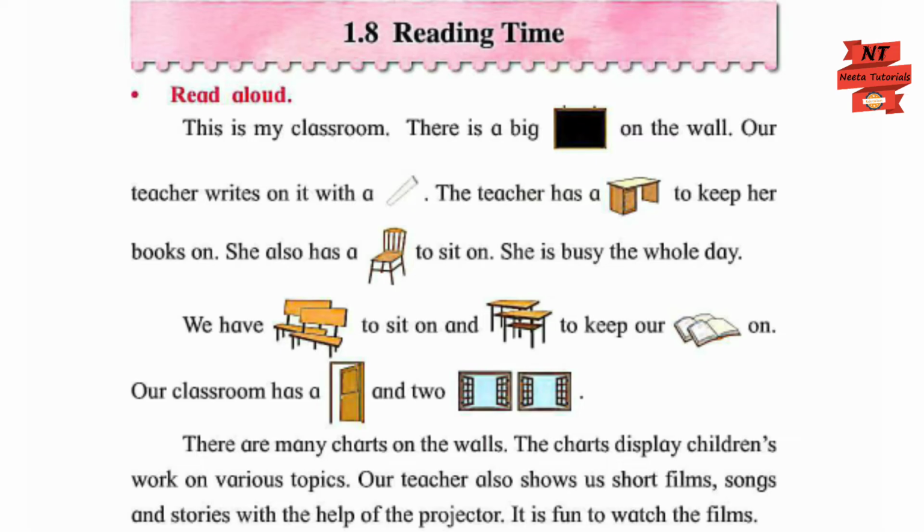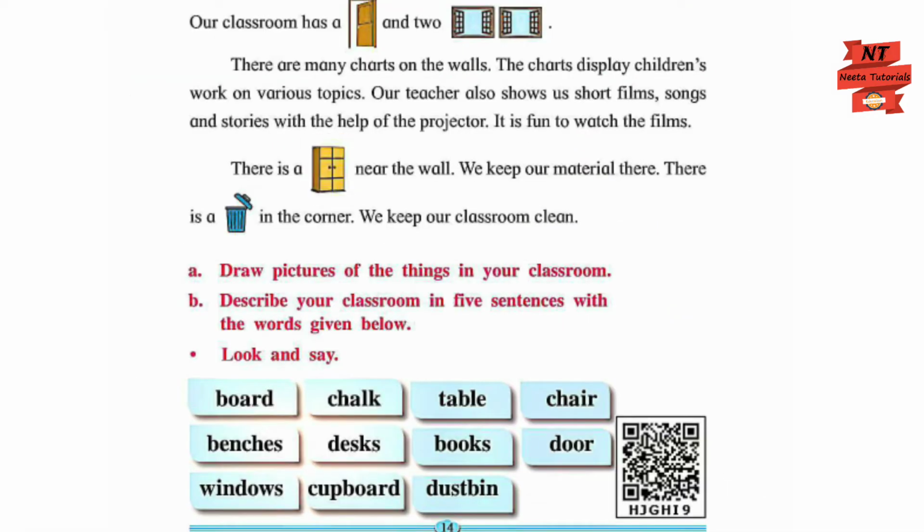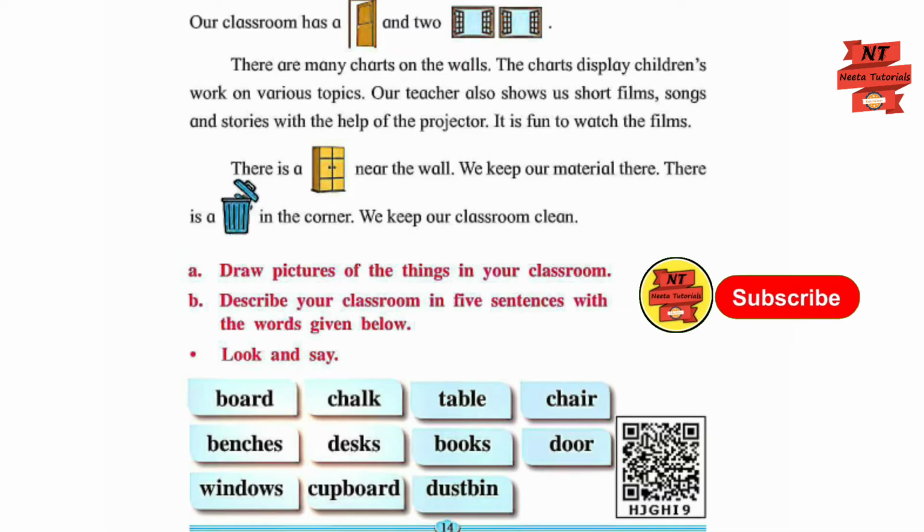Now next we have a door. Most of the classrooms have one door, so a door. And every classroom has more than one window, so here they have shown two windows. So we add s to the name window. Next picture is a cupboard. There's one cupboard in the classroom. Most of the classrooms have one big cupboard, so a cupboard. And then classrooms have one dustbin, so a dustbin. Understood here the concept of one and many used in the classroom?